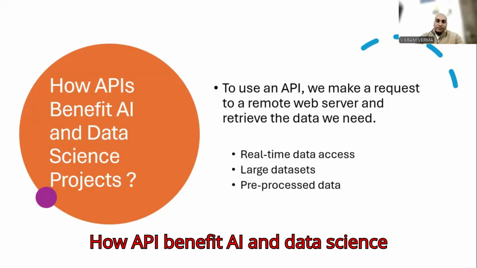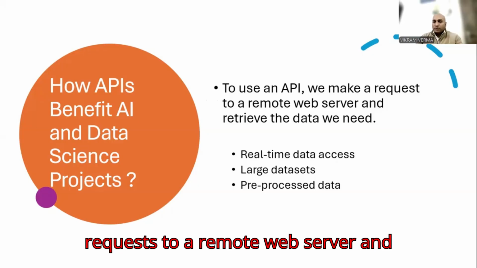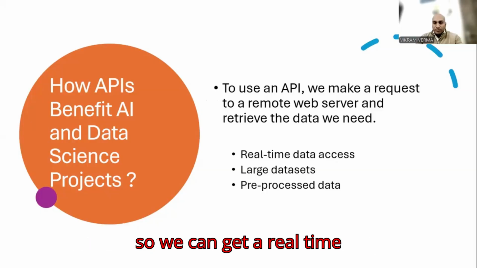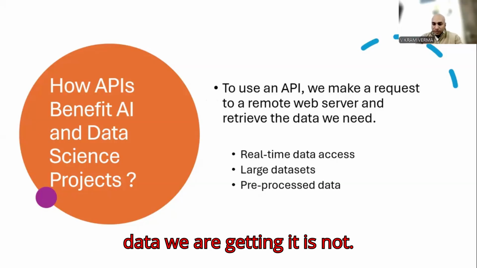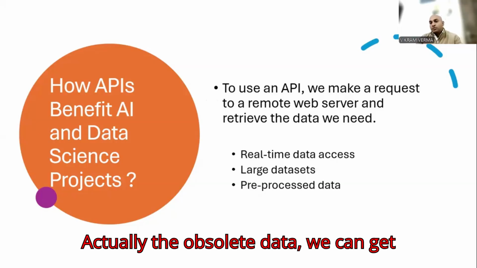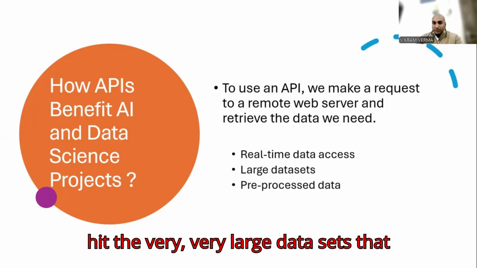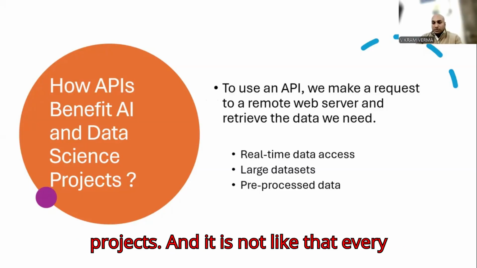How does an API benefit AI and data science projects? To use an API, we make requests to a remote web server and we retrieve the data, whatever we require. So we can get real-time data access. It means whatever data we are getting is not obsolete data. We can get real-time data, and we can directly hit very, very large data sets that can become very useful for data science projects.